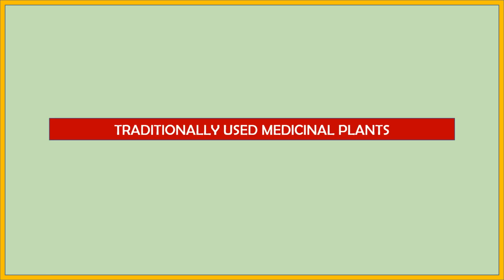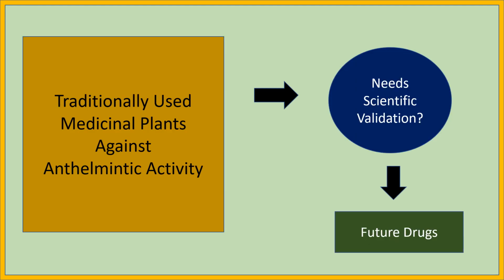So now let's see the traditionally used medicinal plants. Why are we concerned about the traditionally used medicinal plants? Because this is knowledge not known by most people. They are very specific to region, they are very specific to community, or they may be very specific to a particular tribal community. So that is why, for mass knowledge, this needs to be scientifically validated for future drug development.